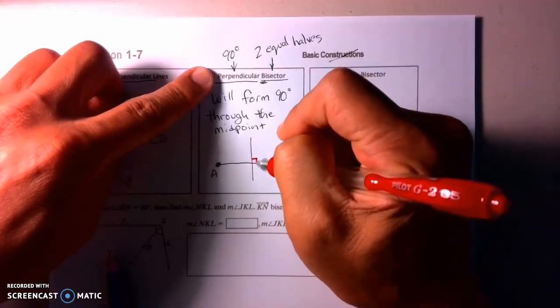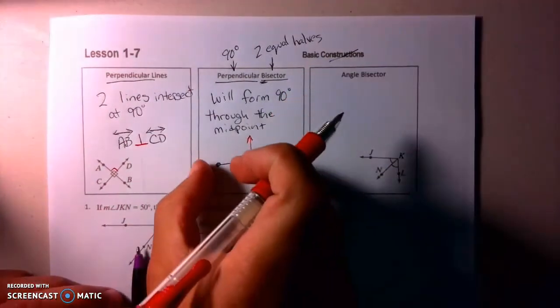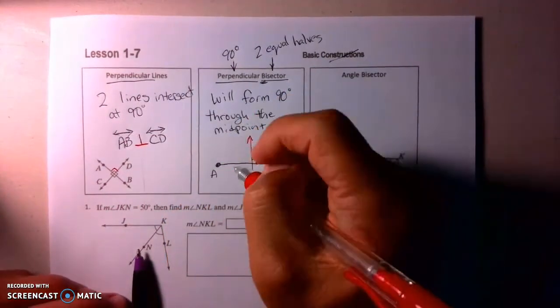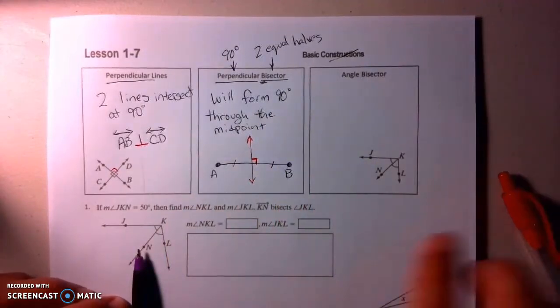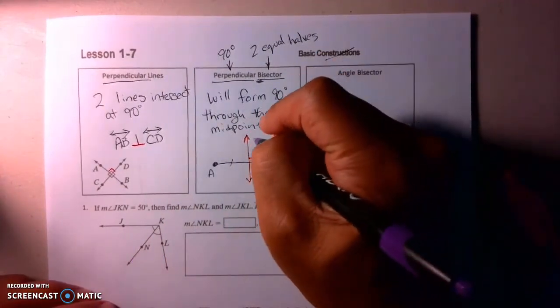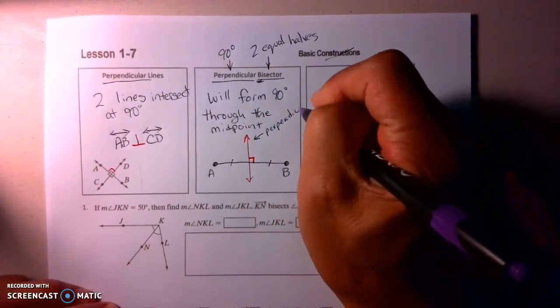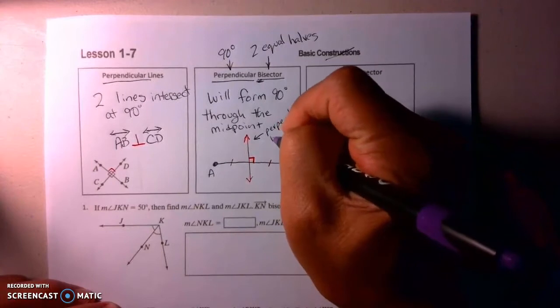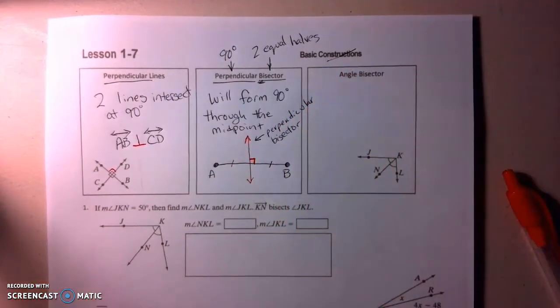So there's the 90 degrees indicating that that's perpendicular. And then the portion on the left and the portion on the right are equal, so there's a tick mark here and a tick mark here. And that's where the bisect comes into play. So this right here is considered the perpendicular bisector. 90 degrees and splits segment AB perfectly in half.